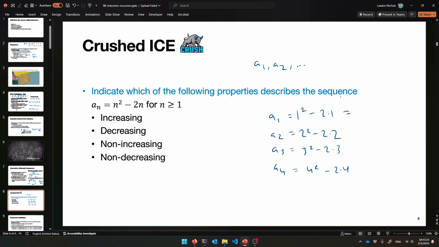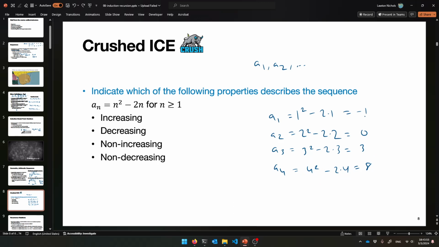So what are all these? This is 1 minus 2, so that's negative 1. This is 4 minus 4, that's 0. This is, let's see, 9 minus 6, that's 3. This is 16 minus 8, so that's 8. And it looks like the difference is always going to keep getting bigger because 2 times something versus something squared, it's always going to win out. See how the difference keeps getting larger and larger?